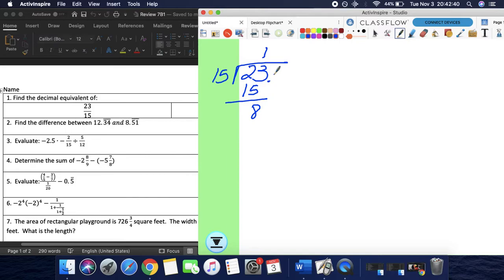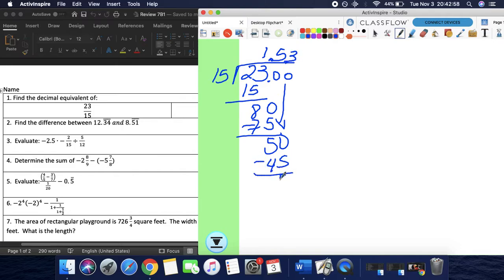We're going to continue, so we're going to add a 0 and a 0. Put a decimal there on top as well. 15 goes into 80 5 times, which is 75. We subtract, we have 5 left over. We're going to bring a 0 down. 15 goes into 50 3 times, which is 45.